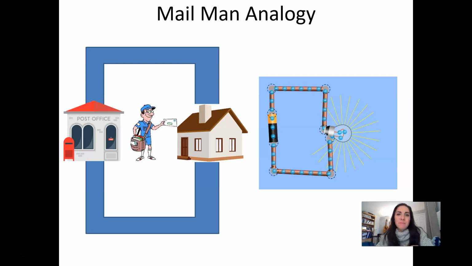So I like to use the mailman analogy. Now, there are lots of analogies online that use water and pumping, but I kind of like this one because it made me understand it a little better. So the mailman analogy is the following. If you think about a mailman, they carry mail. Now, this is not mail, it's a tuning fork, but let's pretend. So the mailman is the electron in the circuit.